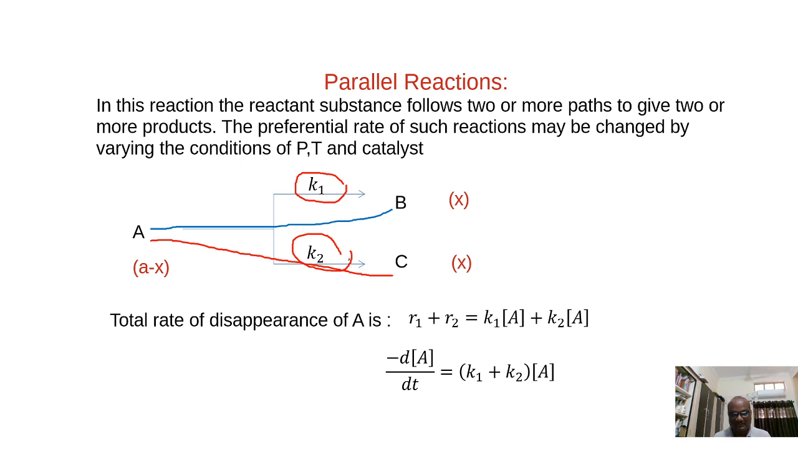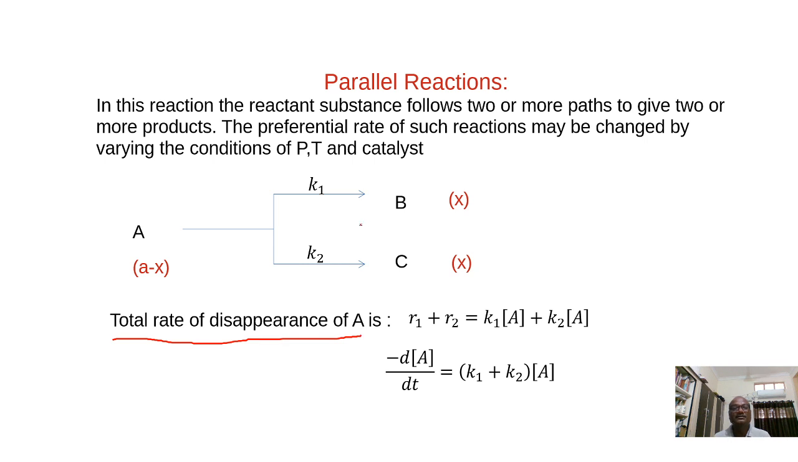These are reactions which take place parallelly and simultaneously. That's why these reactions are called parallel reactions. So in this, the reactant substance follows two or more paths to give two or more products. Such reactions are called parallel reactions. Now we have to calculate the total rate of disappearance of A here. A is consumed in both of these two reactions.